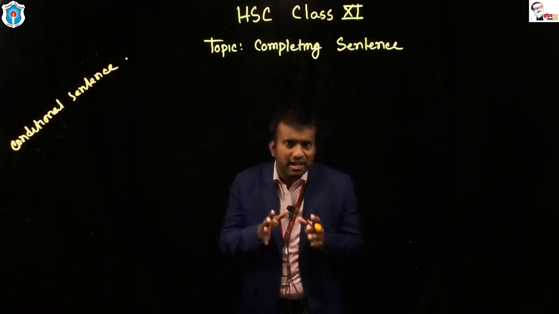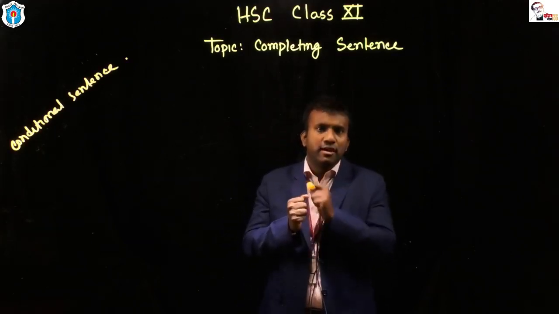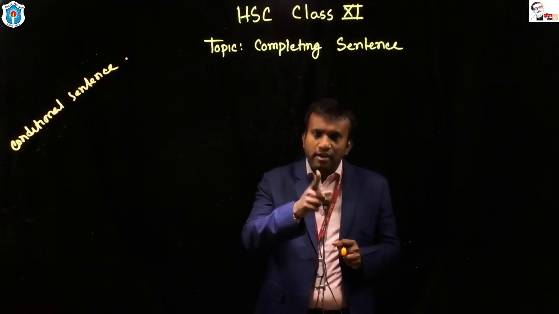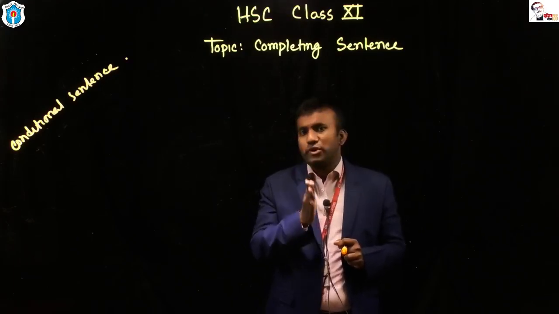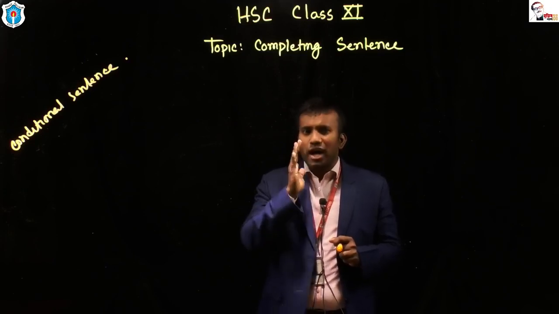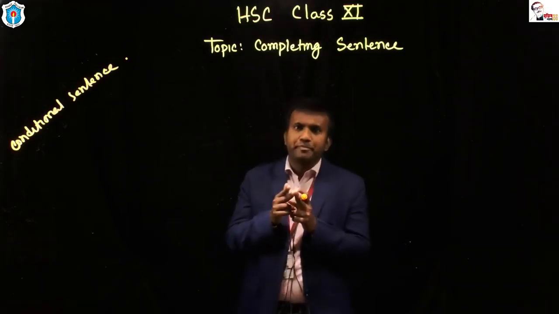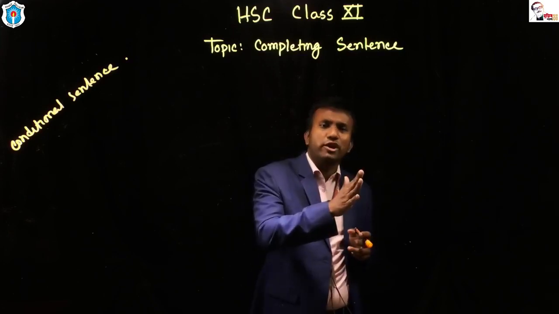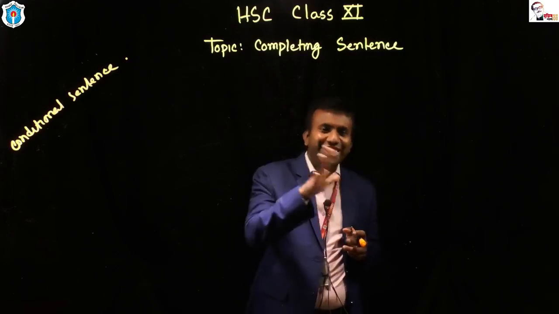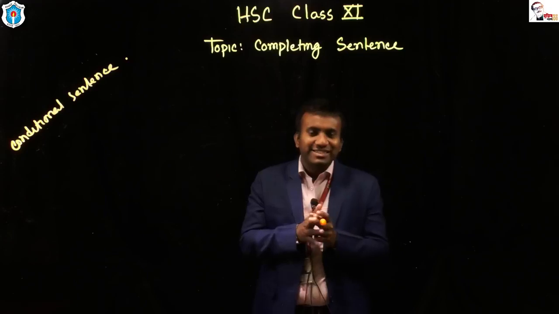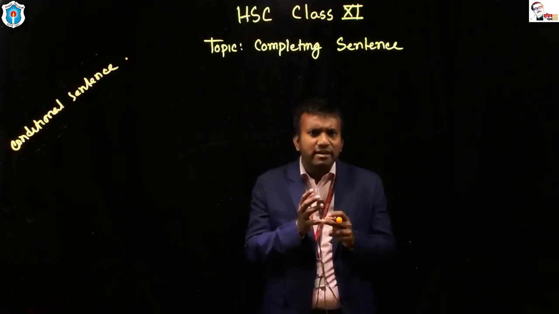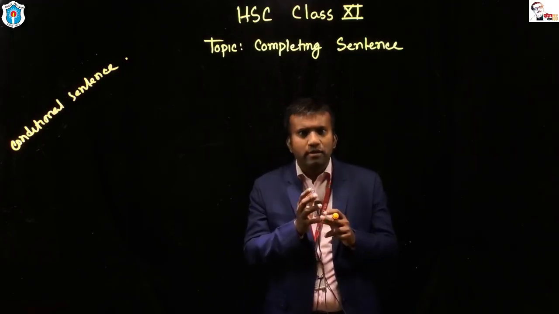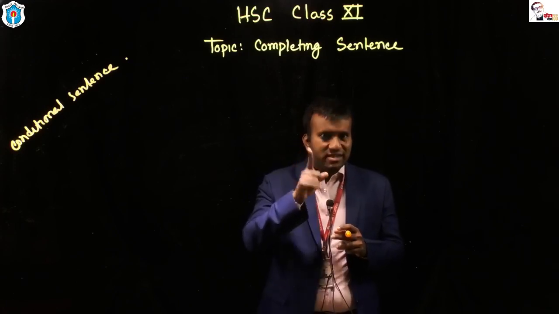A complex sentence is such a sentence which contains one principal clause and one subordinate clause. The students, a complex sentence consists of one principal clause and one subordinate clause. Okay? In other words, I can say a complex sentence is made up of one principal clause, one subordinate clause.